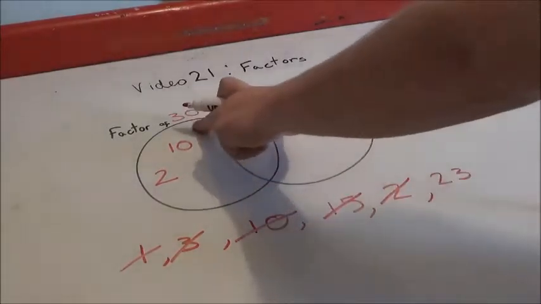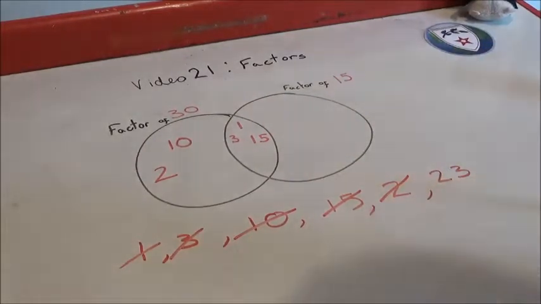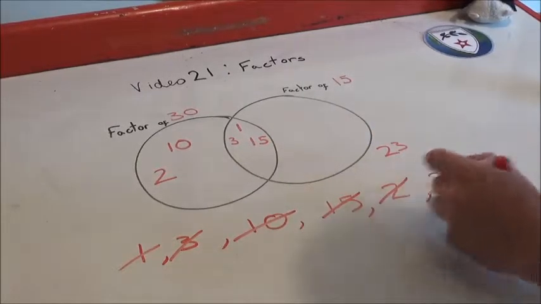If it's over half, then it's not going to be a factor, and actually if it's bigger than the number we start with, again it can't be a factor. So this is going to have to go on the outside of my Venn diagram.